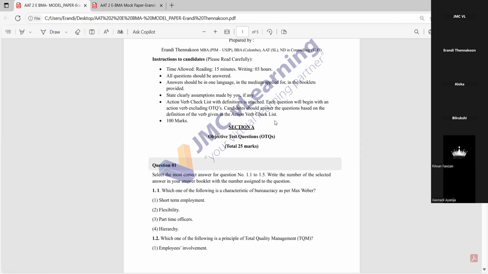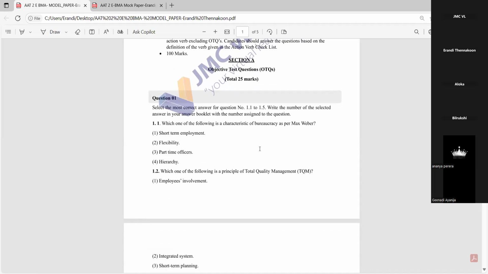Your paper is divided into 3 sections. Section A has objective test questions. There you have to answer some MCQ questions, short answer questions, as well as some fill-in-the-blanks kind of questions. The marks allocated for that section would be 25 marks.